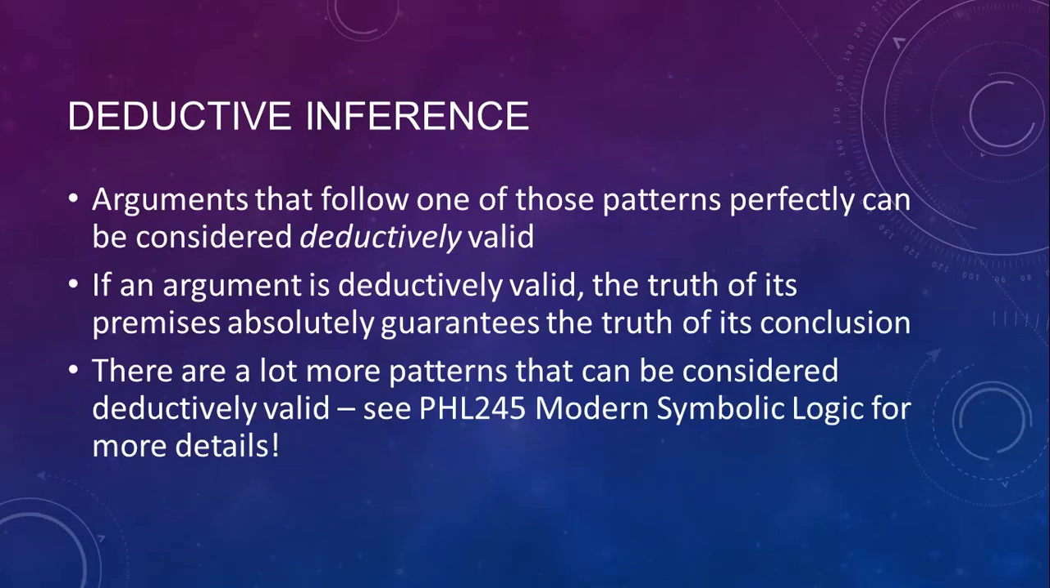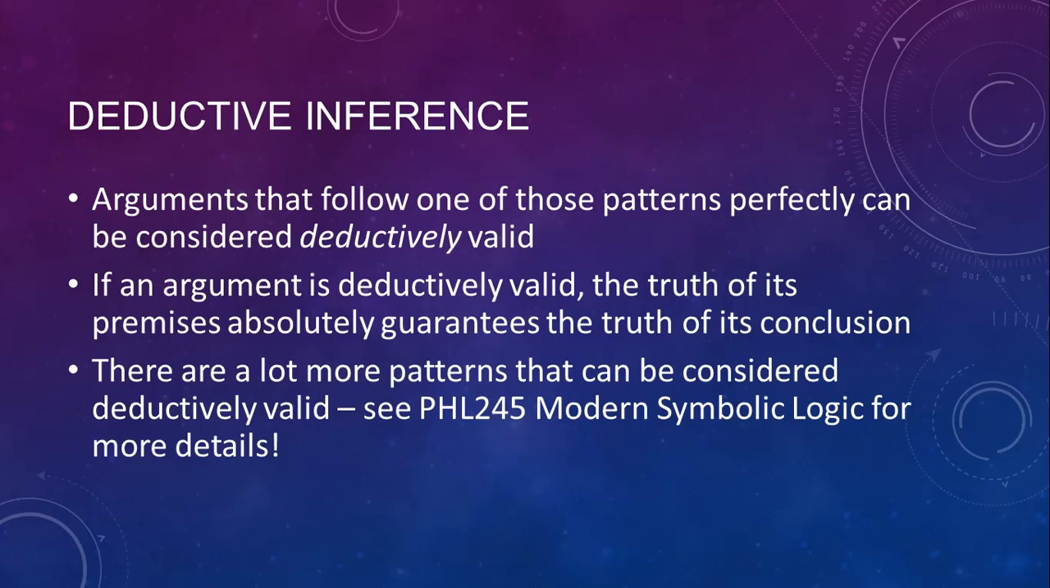So arguments that follow one of those patterns perfectly can be considered deductively valid. That is, the truth of the premises absolutely guarantees the truth of the conclusion. There are a lot more deductively valid argument patterns that are not captured by, so that was your whirlwind tour through sentential logic. We didn't really get all that deeply into it, but I thought it might be useful to see those argument forms. And in the exercises today, you'll play with them just a little bit. But there are a lot more deductively valid argument forms than just those. Sentential logic is the absolute simplest version of it.